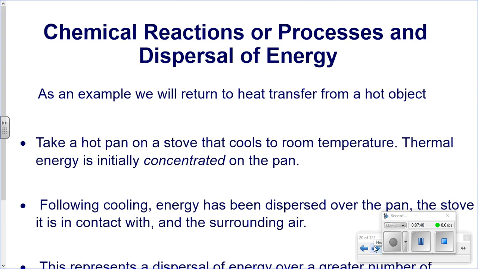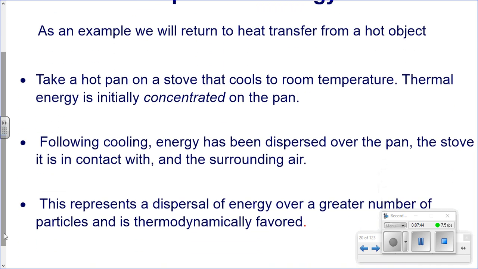So as an example, let's turn to the heat transfer of a hot object. Again, a more physical thing, but it's okay. Let's take a look at this. We have a hot pan on the stove that cools to room temperature. The thermal energy is initially concentrated in the pan. Now again, the first law of thermodynamics says that you can't just create or destroy energy, you're just going to change its form. This cooling causes the energy to be dispersed or spread out or more random.